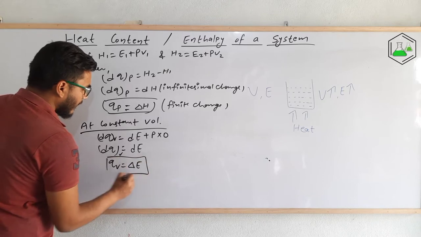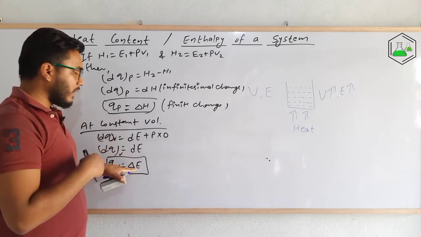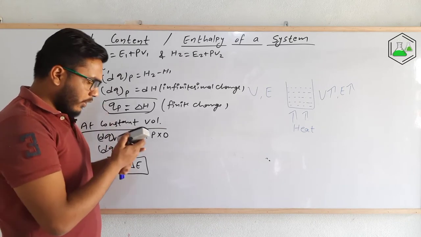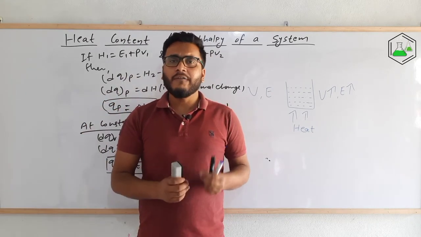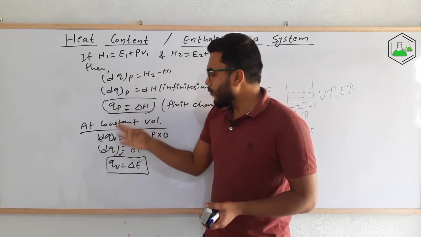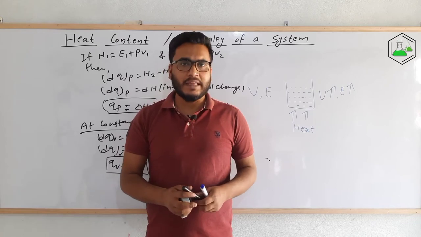So what do we see from here? At constant volume, the heat energy gained will be used only to increase the internal energy of the system. So this is what the meaning of enthalpy actually is. Now let's see a very important formula, or you can simply say the relation between QP and QV, that is also very important for many numerical problems as well.